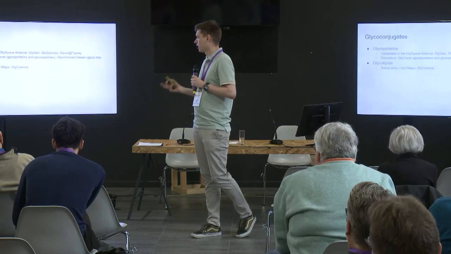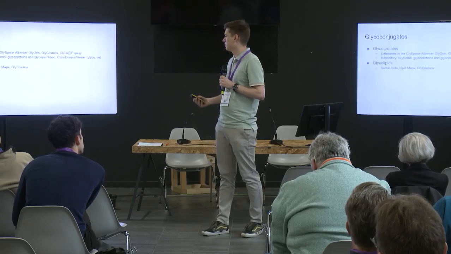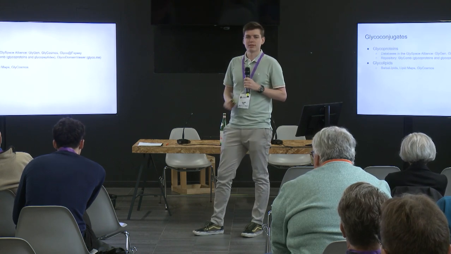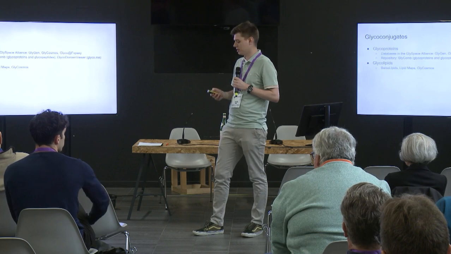We also have resources for glycoconjugates. So like we said before, these are glycans that are attached to biological macromolecules. So for glycoproteins, we have databases which are within the GlySpace Alliance that we heard of previously. So GlyGen, GlyCosmos, and GlycoProtDB. And we also have various repositories, so things like Glycome and GlycoDomain Viewer. And similarly, there's resources that are available for glycolipids, for example, SwissLipids, LIPID MAPS, and GlyCosmos.